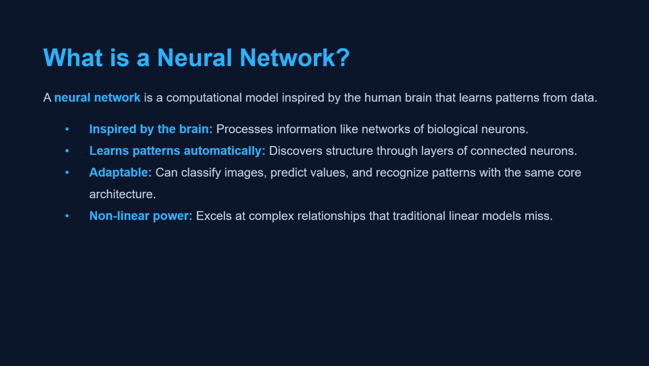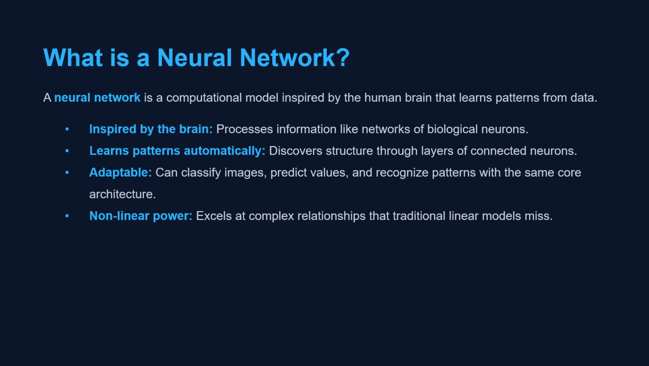Here are the key characteristics. Inspired by the brain: artificial systems designed to process information like biological neurons. Learns patterns automatically: unlike traditional algorithms, neural networks discover patterns through layers of connected neurons. Adaptable: can classify images, predict stock prices, recognize faces, all with the same architecture. Powerful for non-linear problems: excels at finding hidden patterns that traditional algorithms miss. This flexibility makes neural networks one of the most transformative AI technologies today.